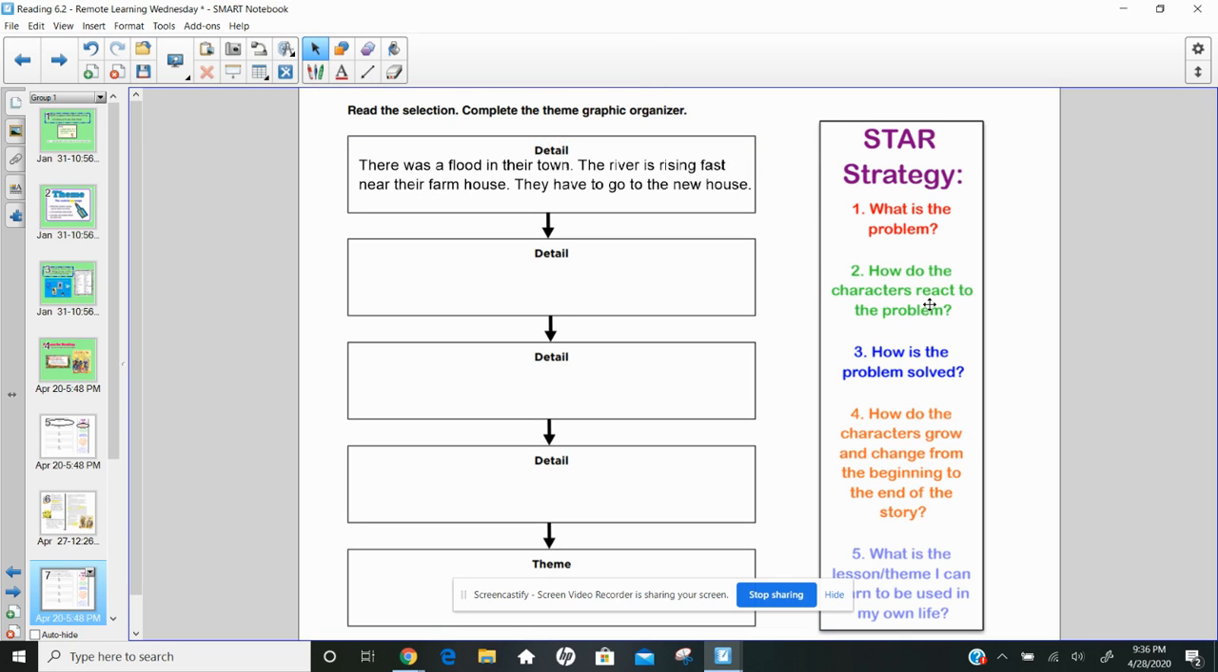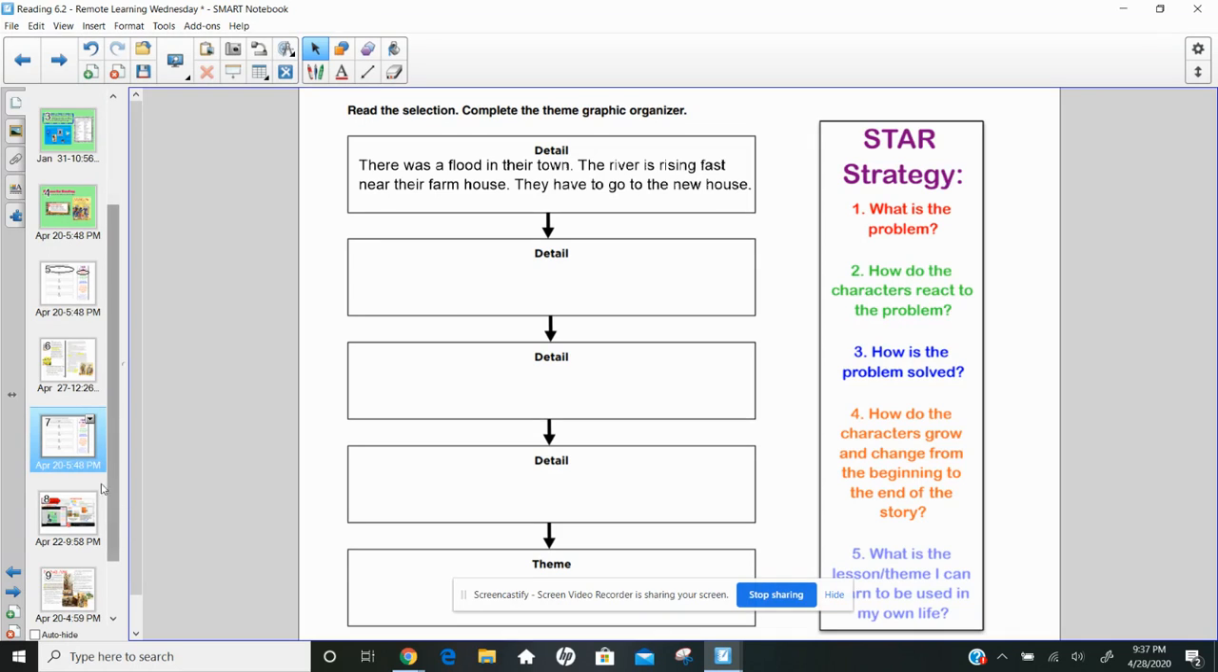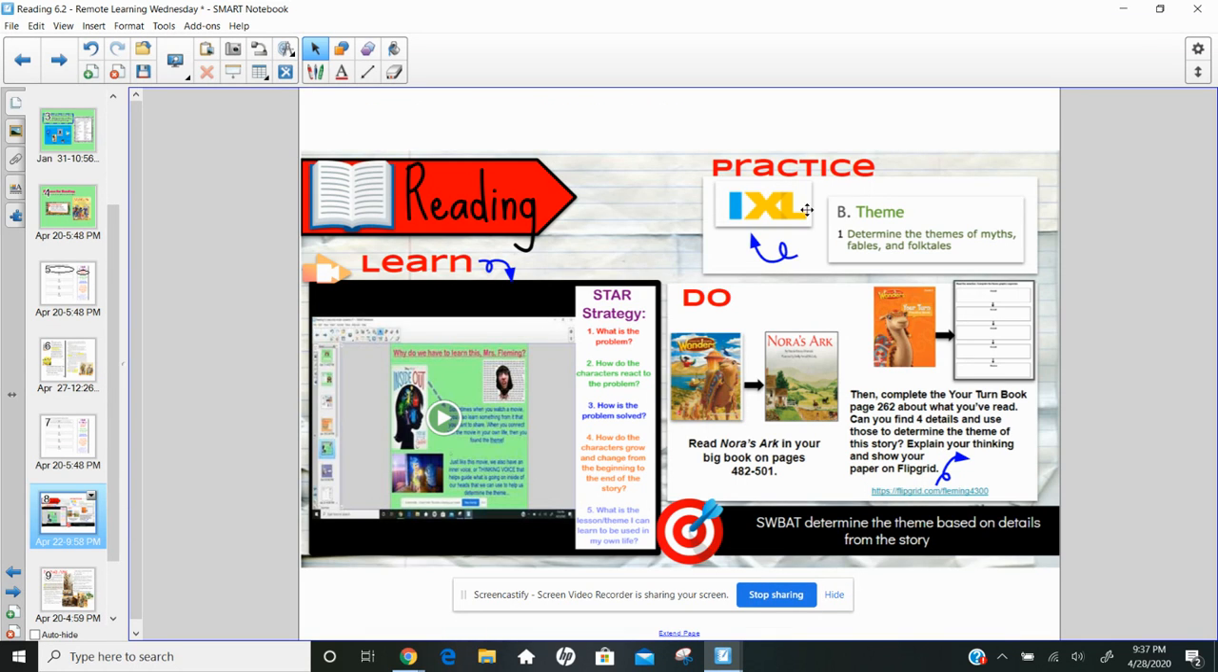We're going to have to continue reading to find out how they react to this problem of the river rising and this flood, and having to go up to this new house that Grandma doesn't even want. Then you're going to have to find out, how do they solve this and what did they learn from the story? Hopefully at the end you can figure out, what lesson should we learn? What can we take away from this story that I can apply to my own life? So that's what I'm going to ask you to do. After you practice theme a little bit more, go and finish this Nora's Ark and fill in this graphic organizer in your turn book. And then explain your thoughts. What did you think about this story? What lesson did you learn? And explain that to me on Flipgrid.